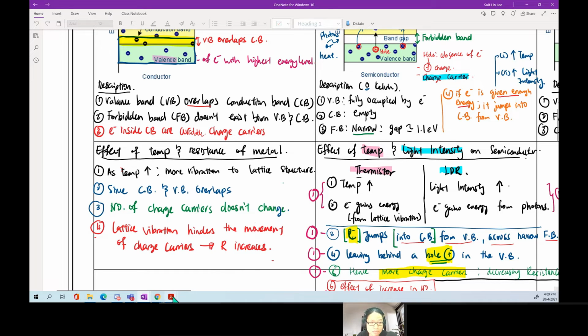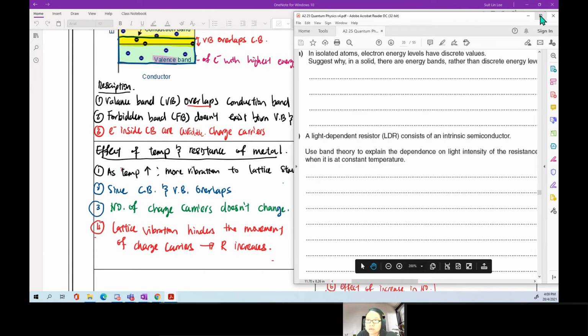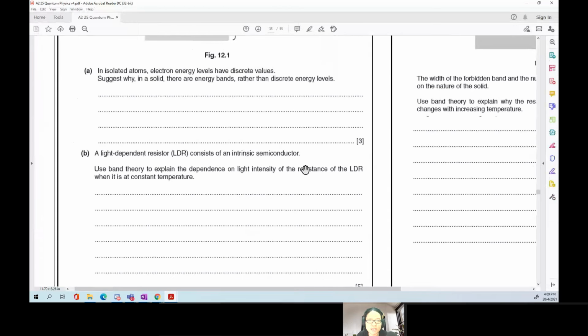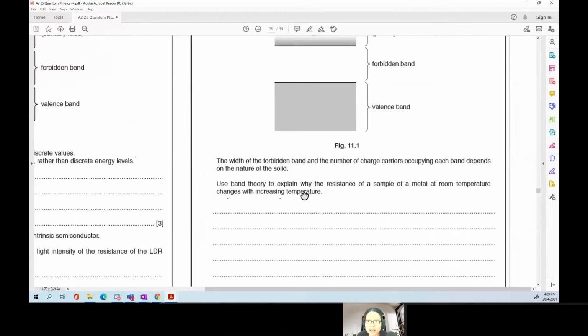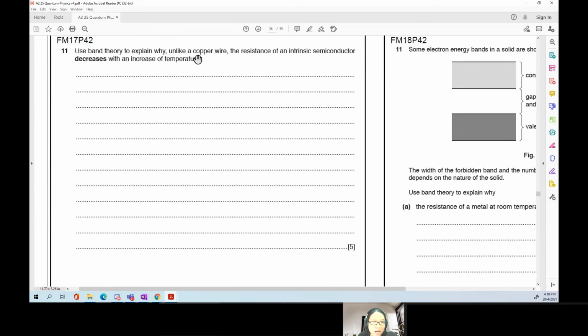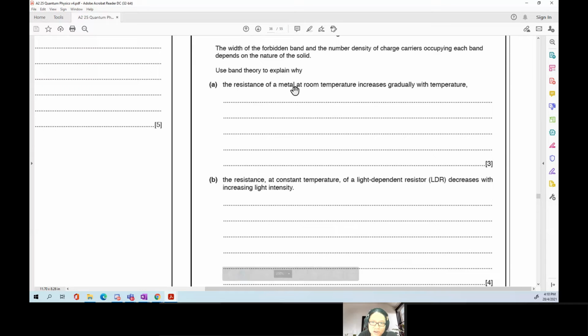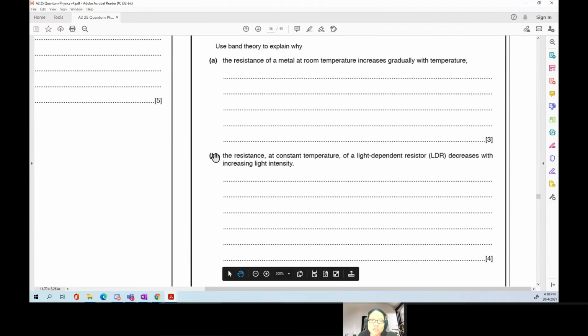So the past year questions can look like, explain the dependence on light intensity on LDR. Explain why the resistance of a metal at room temperature changes with increasing temperature. So got metal, got LDR, 5 marks. Explain why, unlike copper wire, resistance of semiconductor decreases with increasing temperature, 5 marks. Wow, this one got 7 marks. Explain why resistance of a metal increases with temperature. Resistance of LDR decreases with light intensity.